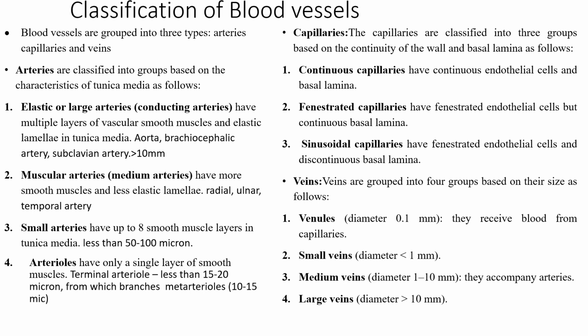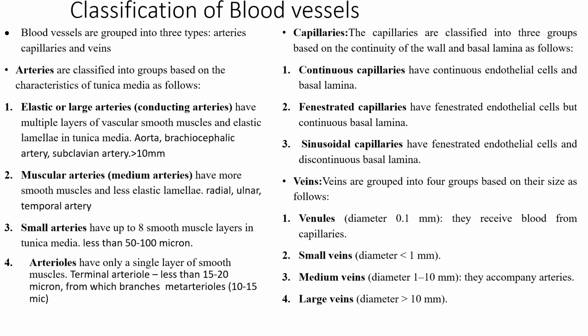Then the muscular arteries will divide, redivide, and they will form smaller arteries of diameter about 50 to 100 microns, and in the tunica media of small arteries, up to 8 layers of smooth muscle are present. Then these small arteries will divide to form arterioles. So the arterioles are the smallest branches of the arteries. They have only a single layer of smooth muscle. They again divide into terminal arterioles where the diameter is less than 15 to 20 microns, and the terminal arterioles will then branch and form metarterioles whose diameter is about 10 to 15 microns.